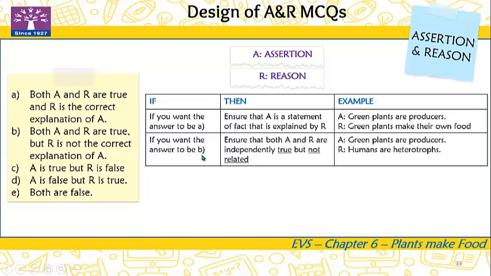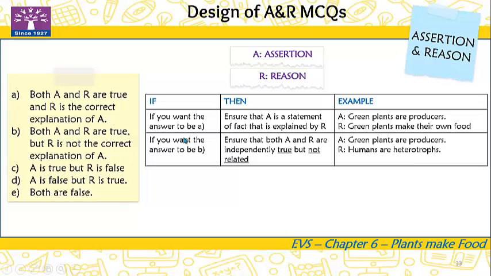Now if I want my option to be B, then I have to ensure that A and R are independently true. A is an independent true statement and R is an independent true statement, but they are not related. So over here, for example, green plants are producers, humans are heterotrophs. Both are correct statements. They are both true. But R is not the correct explanation of A.